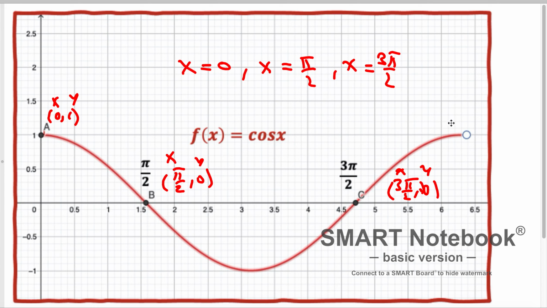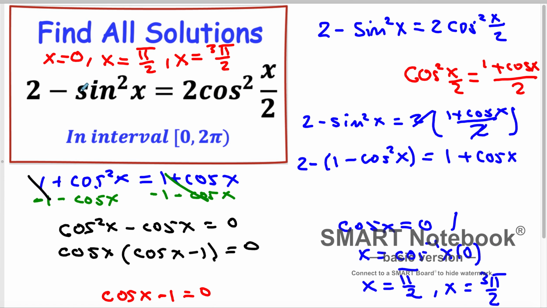And here would be, for example, 2 pi and 1, but 2 pi and 1 we are not taking in consideration, because what we are looking for is the solutions in the interval between 0 and 2 pi, but this is a closed open interval, and here it is open. As we see, this is open, so 2 pi is not going to be included as a solution, but just those three solutions are solutions of the trigonometric equation 2 minus sine square x equal to 2 cosine square x over 2.